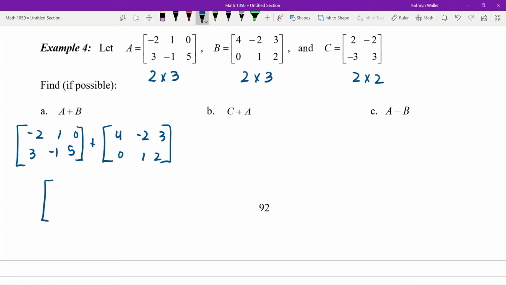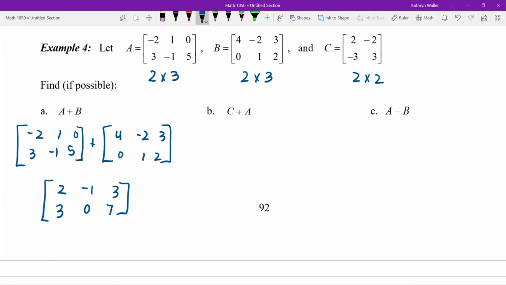So a -2 and a +4 is a +2. A +1 and a -2 is a -1. 3 and 0 is a 3. On the bottom, 3 and 0 combined gives me a 3. A -1 and a +1 is a 0. 5 plus 2 is a 7, and I'm done.